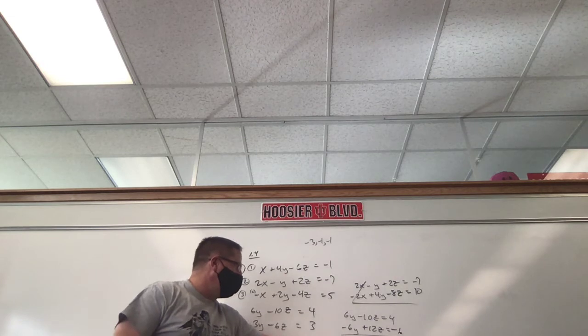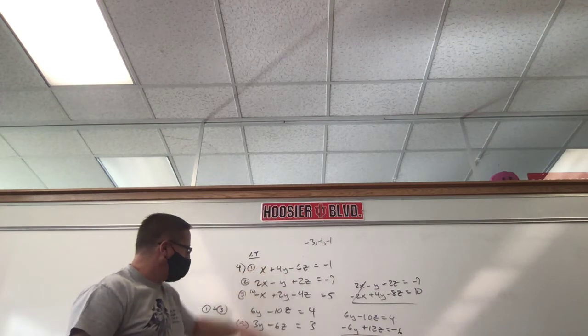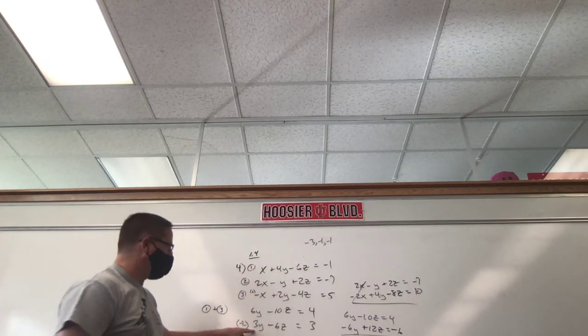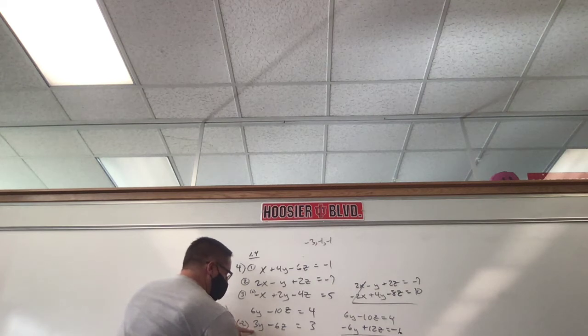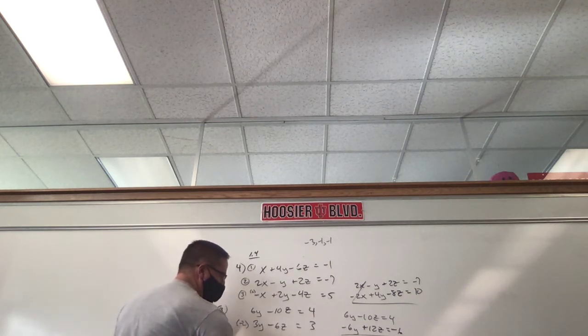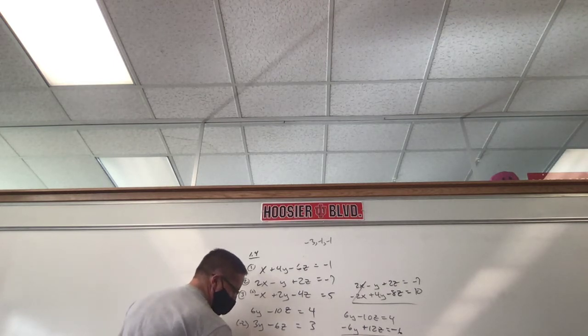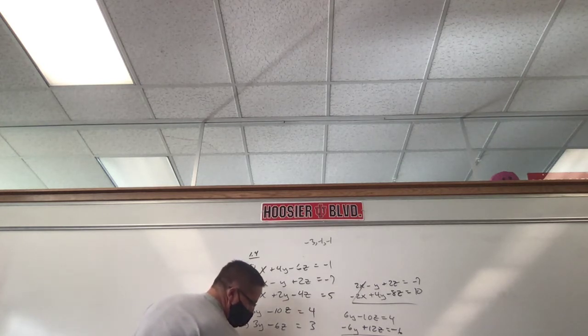We know z is negative 1, so we're going to use one of these equations. You can use any of these right here, not the original ones, okay? I'm going to use this one right here. It doesn't matter. 3y minus 6z is 3, but now we know z is negative 1. So 3y minus 6 times negative 1 is 3. Negative 6 times negative 1 is positive 6. Subtract 6. 3y is 3 minus 6, which is negative 3. Divide by 3. Y equals negative 3 divided by 3, which is negative 1.